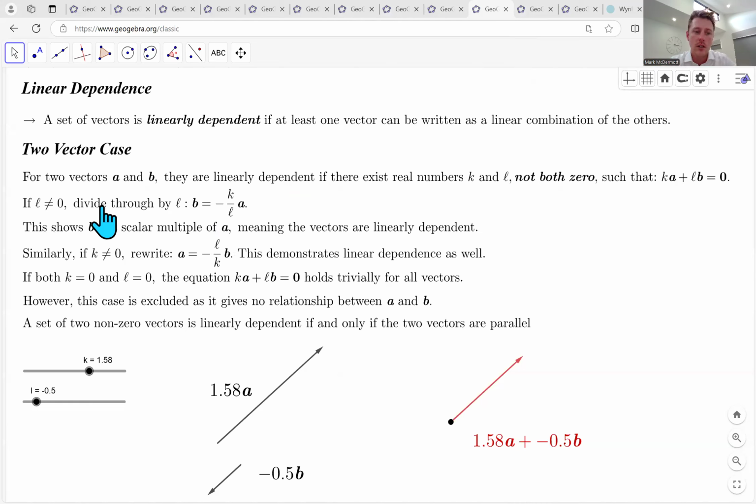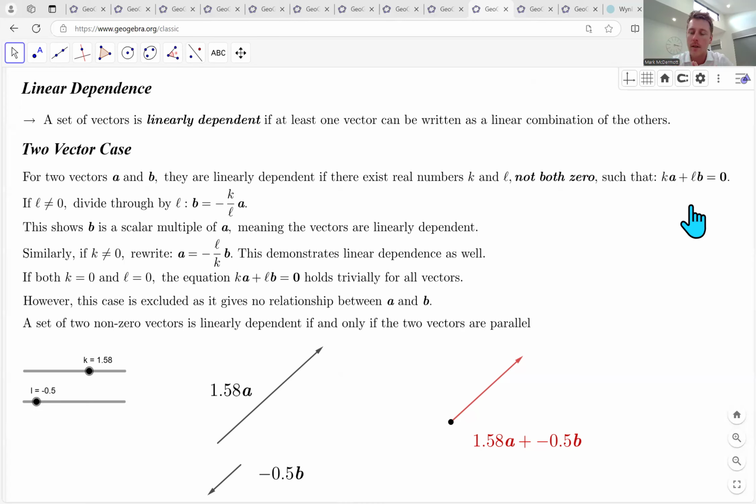So let's look at an example. Let's look at the two vector case, just to wrap our heads around what's going on. If we've got two vectors in space, A and B, we say that they're linearly dependent if there exist real numbers K and L that are both not 0, such that Ka plus Lb equals the 0 vector. K multiplied by the A vector plus L multiplied by the B vector equals the 0 vector. Essentially, vectors are linearly dependent if you can combine them in such a way that you get the 0 vector.